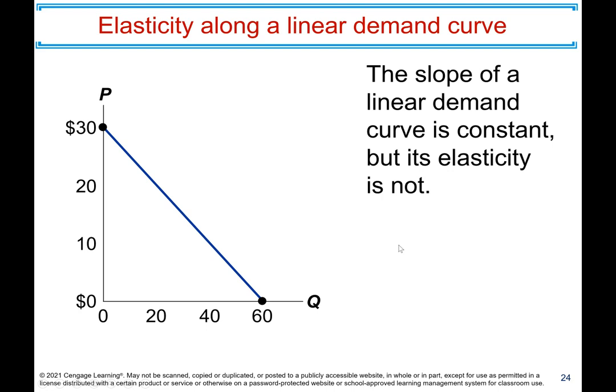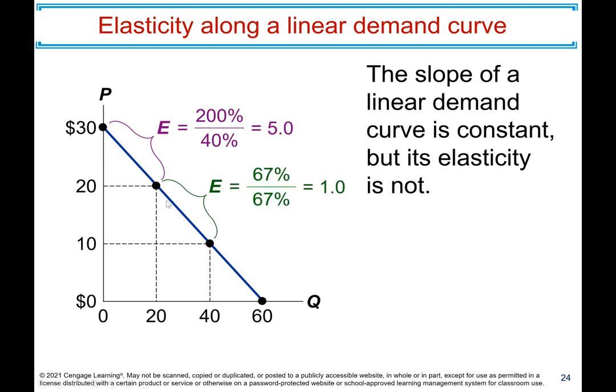Elasticity along a linear demand curve. The slope of a linear demand curve is constant, but its elasticity is not. So, over this range between 30 and 20, elasticity is 200% divided by 40%, and that is 5. That means elastic.